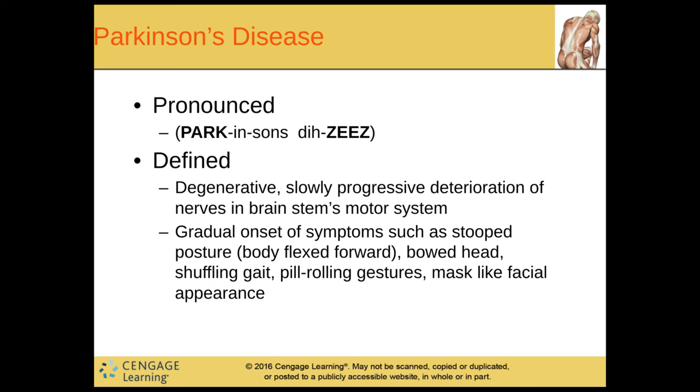It's a degenerative, slowly progressive deterioration of the nerves in the brainstem's motor system. So gradual onset of symptoms such as stooped posture, meaning that the body is kind of flexed forward, a bowed head, shuffling gait, pill-rolling gestures with their fingers, right? And then a mask-like facial appearance. So it's just a lot of shaking, that type of thing.